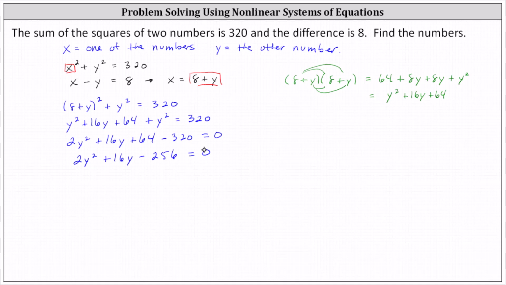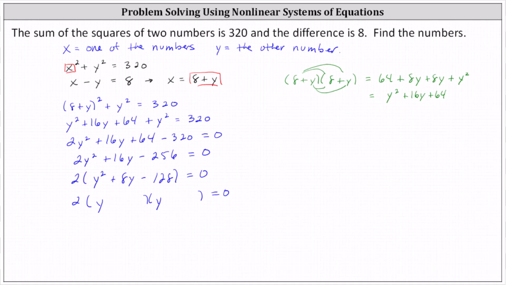Let's see if we can solve the quadratic equation by factoring. Recall the first step in factoring is to factor out the greatest common factor, which in this case is 2, giving us 2 times the quantity y squared plus 8y minus 128. And now see if we can factor the trinomial inside the parentheses. If it does factor, we will have two binomial factors. The factors of y squared are y and y. Now we want the factors of negative 128 that add to positive 8.